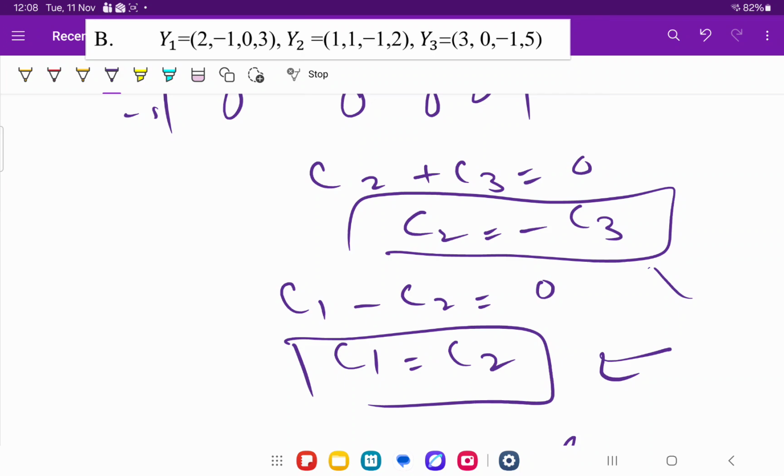The first step: whatever vectors you have been given, write them in columns. So this vector 2, minus 1, 0, 3 will be written in one column. Then the leading element, you change it to 1. How? By switching row 1 with row 2, changing the sign, and multiplying. I have written the operation as well.